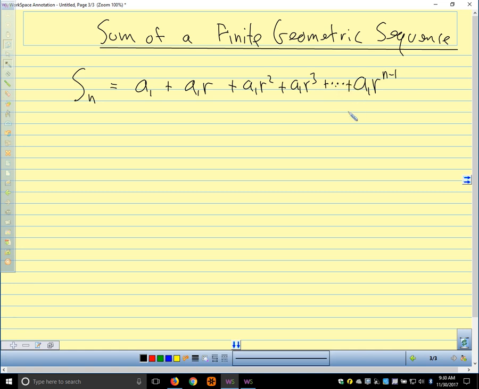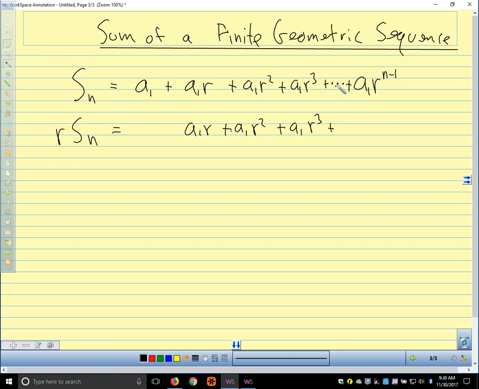What we're going to do today, instead of writing this in reverse, we're going to multiply this by r. And I'm going to shift a little bit. So when I multiply a1 by r, I get a1r. When I multiply a1r by r, I get a1 r squared, plus a1 r to the third, plus, and I'm going to be able to match all of these up.